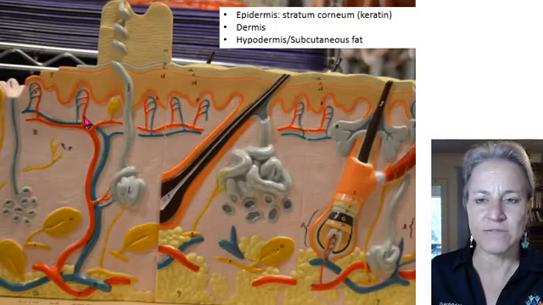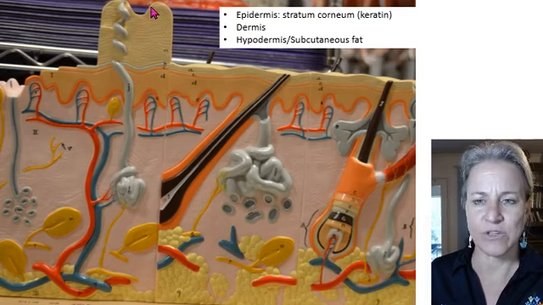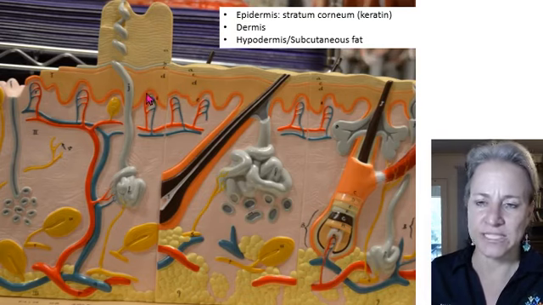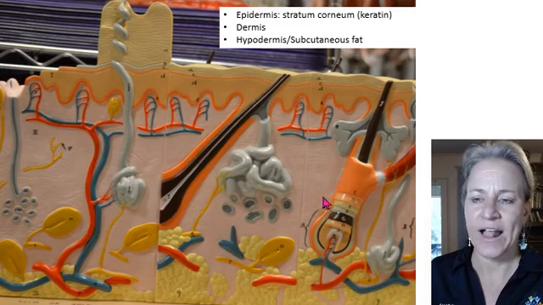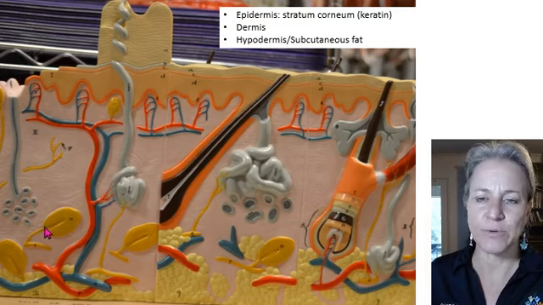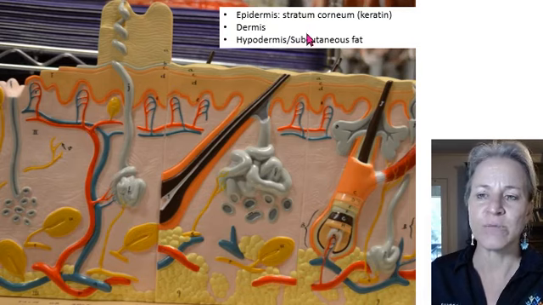So this is a model of the skin, and what we have on top here is the epidermis. All of these layers and layers of squamous cells, it's stratified squamous, are going to help be the barrier and the protection. Below that we have the dermis. In the dermis we have the glands and the dendritic receptors. And below the dermis we have the hypodermis, or subcutaneous fat.